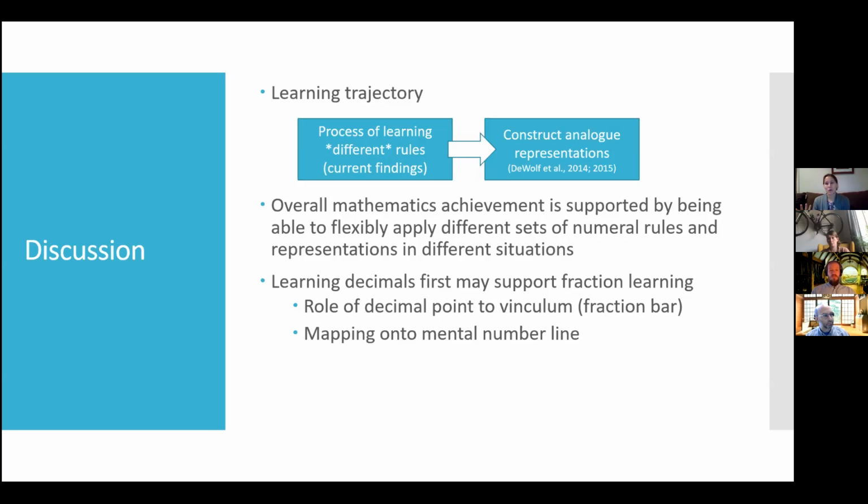And then going back to the DeWolf findings, that perhaps those older kids, because her paper was looking at older children and adults, you would develop that analog representation over time and be able to use that kind of strategically if that was mentally efficient to do so. But that mathematics achievement would be supported by being able to flexibly apply different sets of numerical rules and representations in different situations. So that flexibility is important. And as I mentioned, thinking about learning decimals first, so to support later fraction learning.